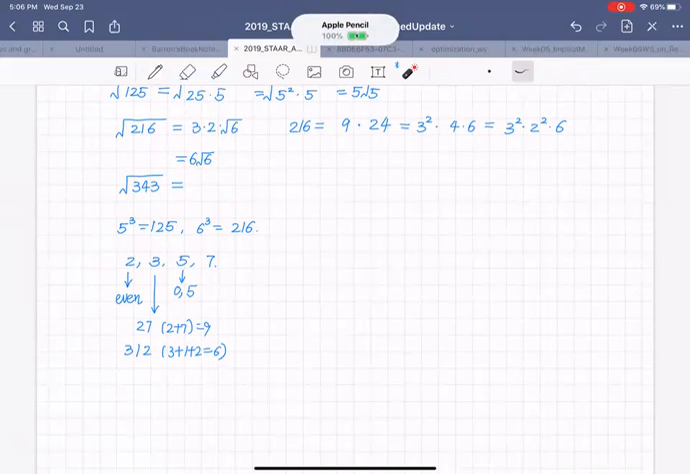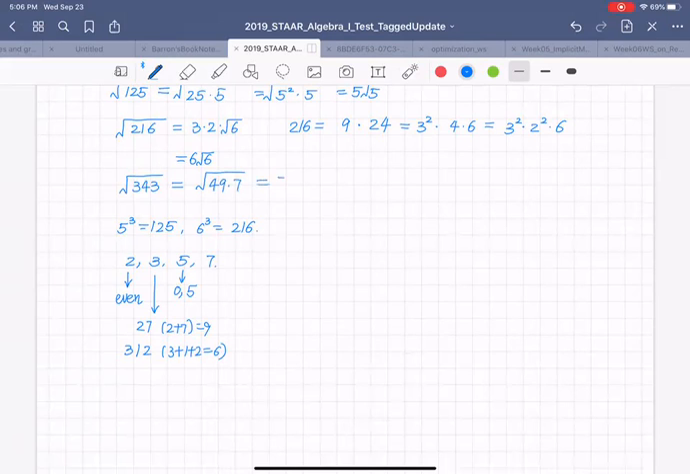Would you please try 7 and then tell me your answer? It's 49. Yes. So it's the square root of 49 times 7. 49, you can take 7 out. You leave a 7 inside. Does that make sense? Yes.